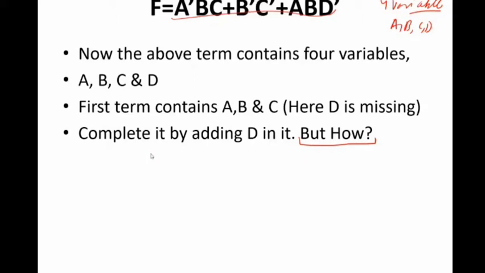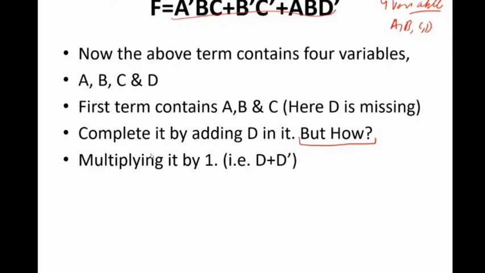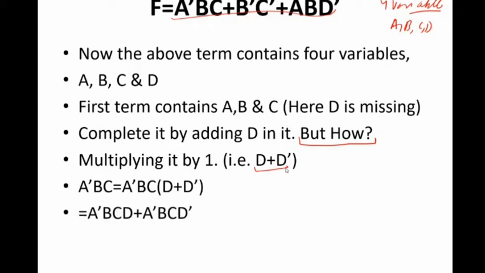Everyone is aware of that: we can multiply 1 with any term. And 1 is a term plus its complement. So we will multiply this term with D plus D bar. So A bar BC is equal to A bar BC into D plus D bar. So this will be the term. These two terms have all the 4 variables. Now these terms are in fundamental form.